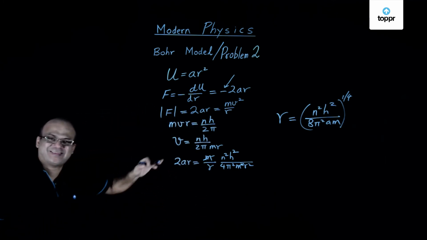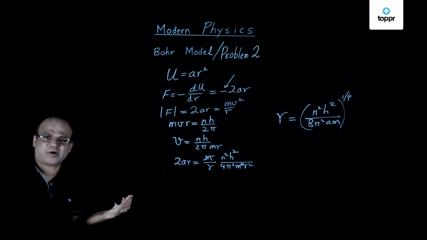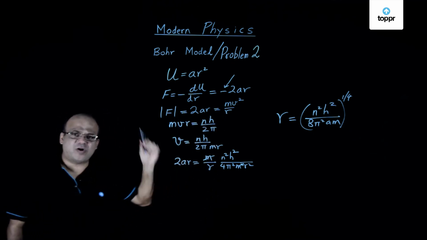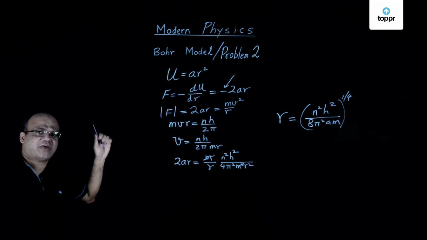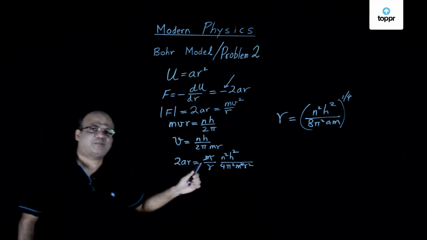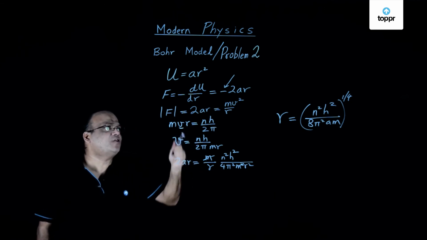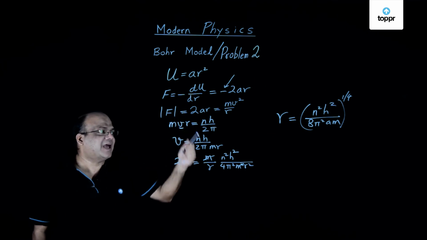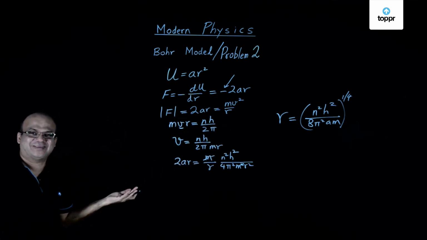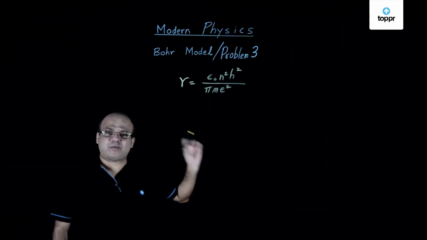This force provides the necessary centripetal force. For anything to move in a circle, we need a centripetal force. So we got this equation. Bohr's model of quantization of angular momentum tells us that mvr is nh by 2 pi. So from here you get the equation for v. That v you put in this equation, and then you simplify and get the radius of the nth allowed orbit. Very simple. Now we look at one more problem on Bohr model.